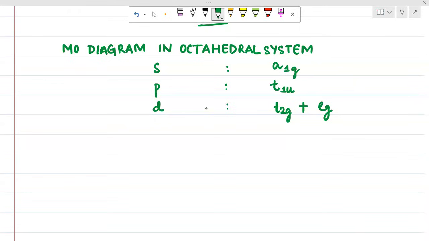So these are the 9 orbitals and the corresponding representations. S corresponds to A1G, P corresponds to T1U, D corresponds to T2G and EG. Questions from this, just symmetrical notations have been asked once. Now, when you consider a complex, you can have both sigma bonds as well as pi bonds, right? We need to learn the MO diagram of both of these, sigma and pi bonds.